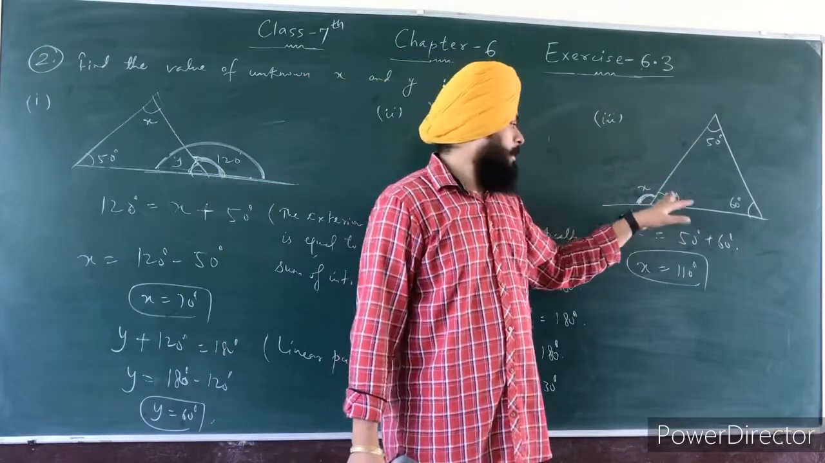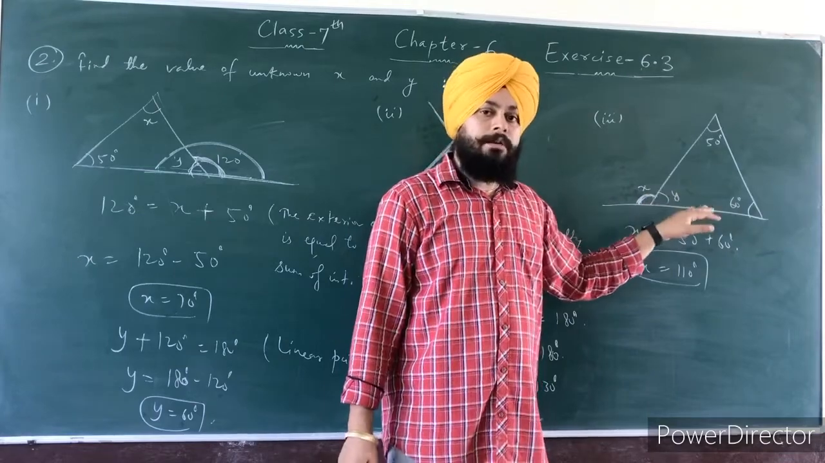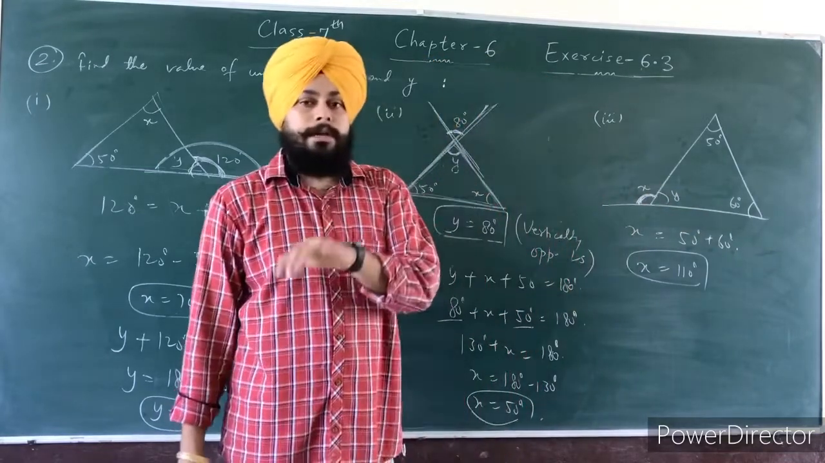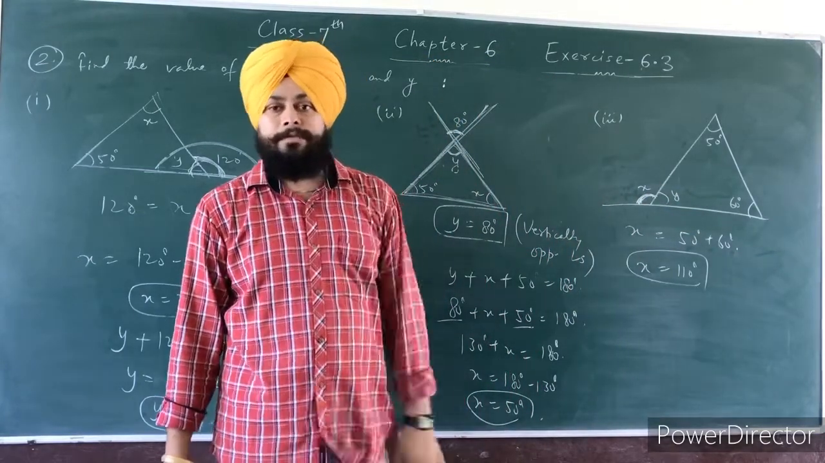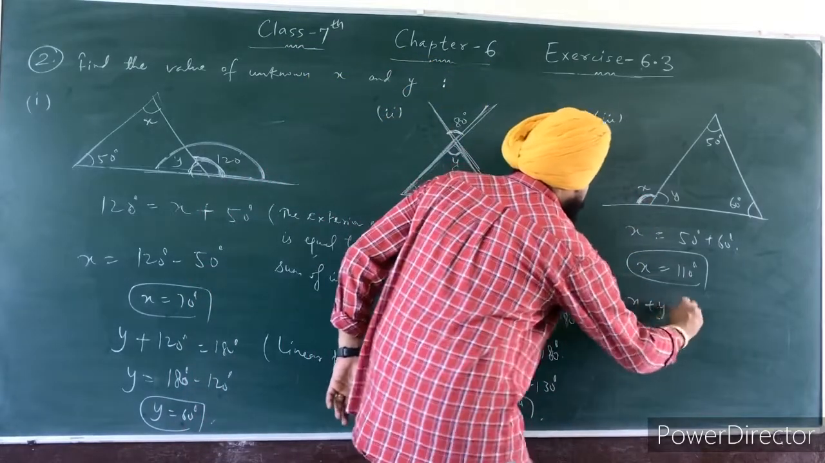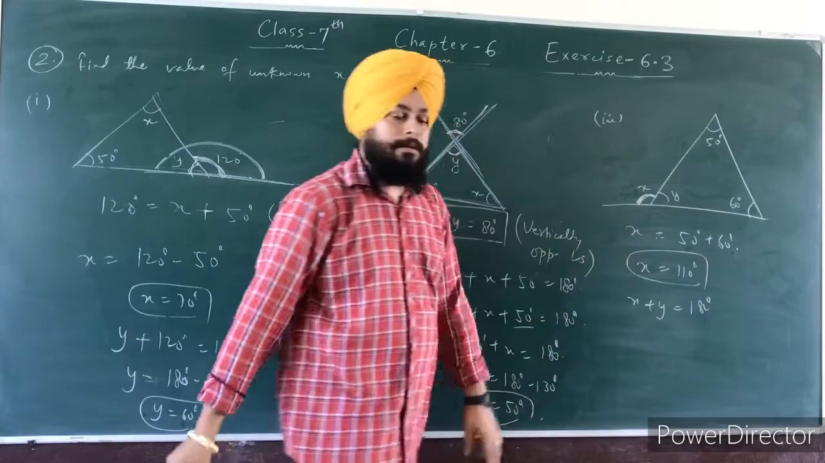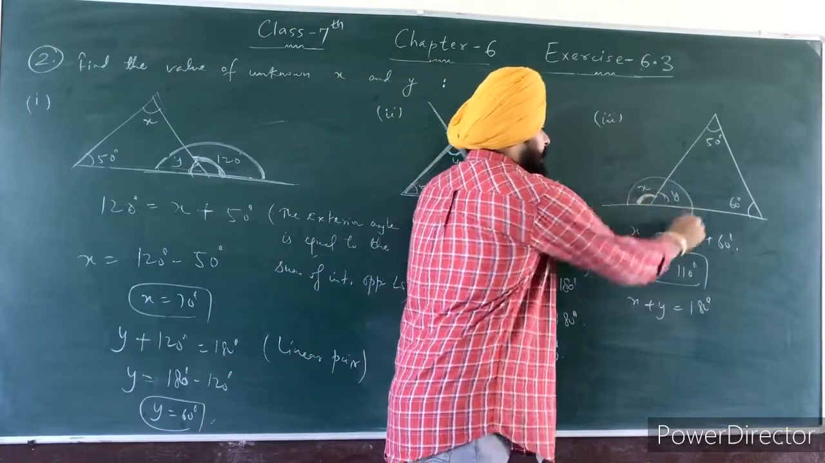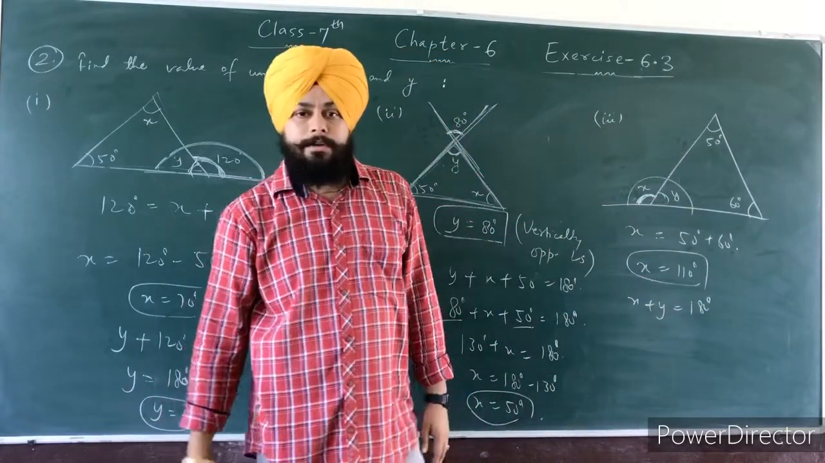So same, अगर तुझे लीनियर पेयर की प्रॉपर्टी यूज करनी है तो तुझे उधर भी फाइंड कर सकते हो या तुझे एंगल सम प्रॉपर्टी लेके भी y फाइंड कर सकते हो. It's your choice. Alright. So we can use x plus y equal to 180. This one. X plus y equal to 180.